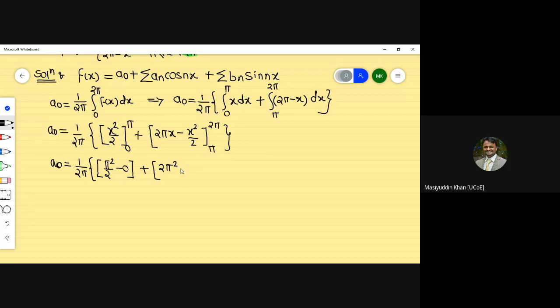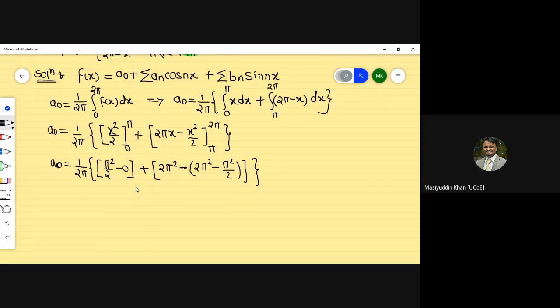Upper limit you will get, and keep a minus sign for the lower limit. Now we have to substitute pi here, so 2 pi into pi becomes 2 pi square. While substituting here, it becomes pi square by 2. So I'm writing here 2 pi square minus pi square by 2. So this is my upper minus lower limit in both the parts.